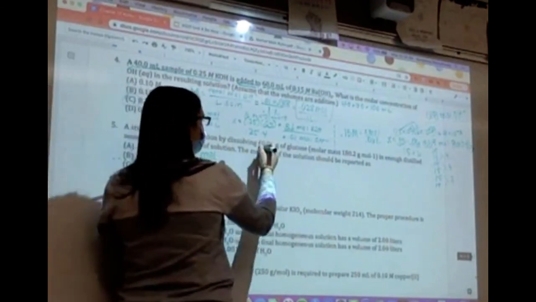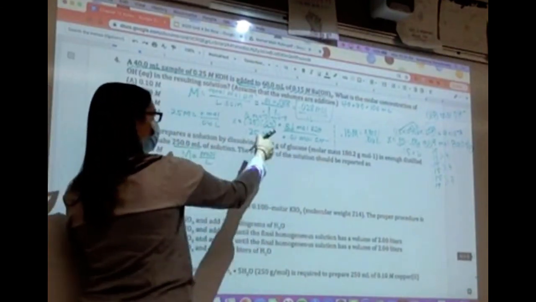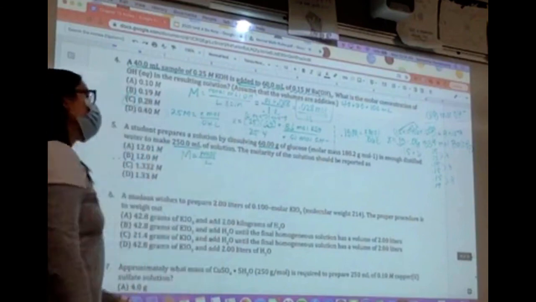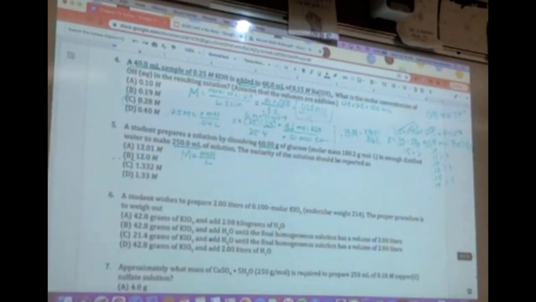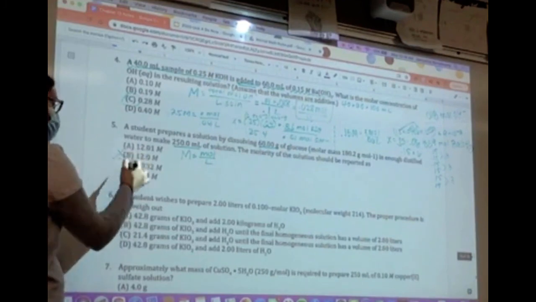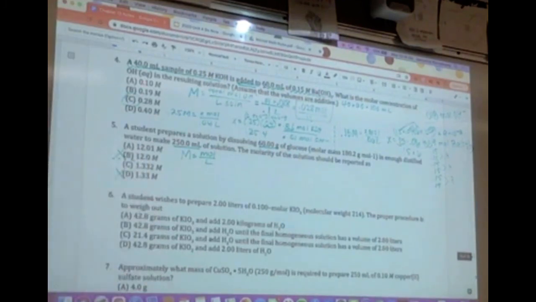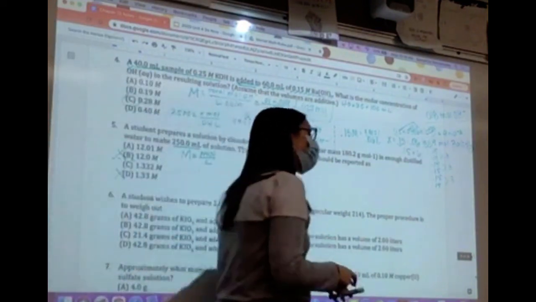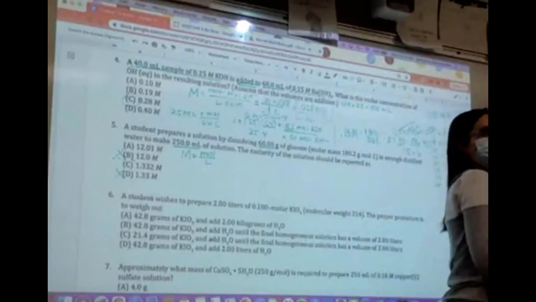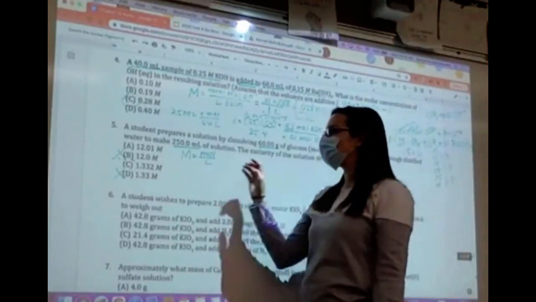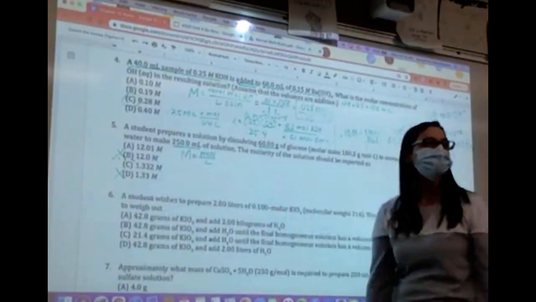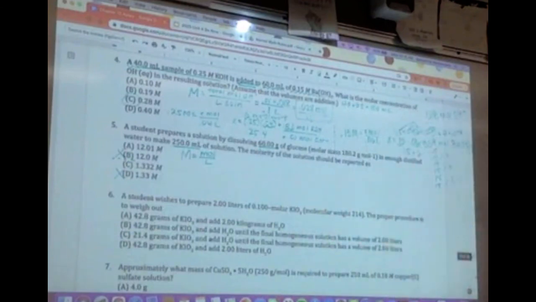You look at this given information. Your grams and your milliliters are in 4 significant figures. Your answer should be in 4 significant figures because that's the least number. So I can eliminate B and D right away. So when you're working through this problem, you do not need to find an exact answer. You just need to find, is your answer going to be closer to 12 or closer to 1? Because you've eliminated based on sig figs.